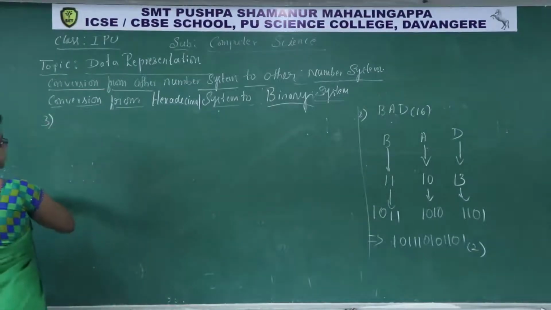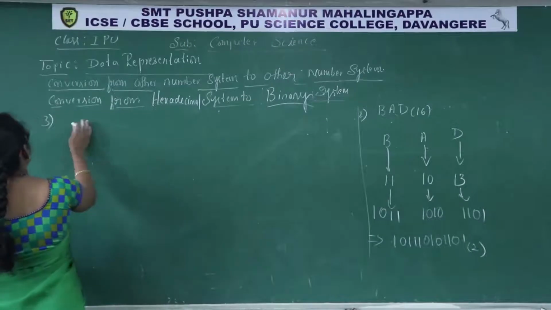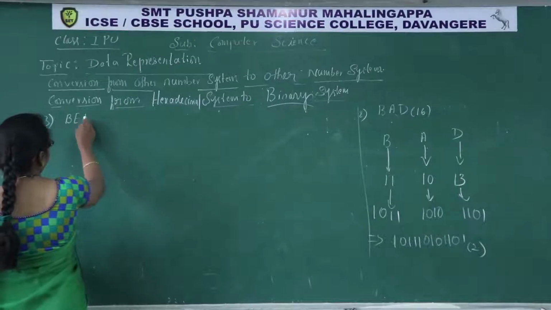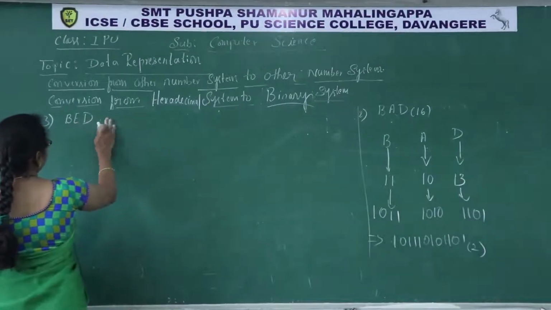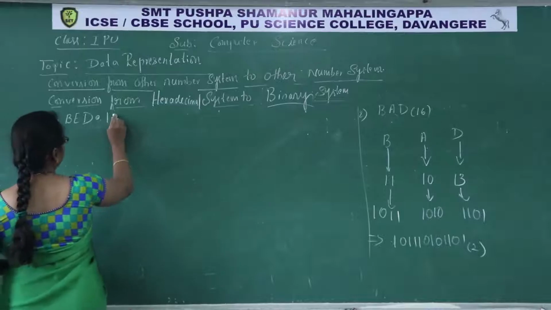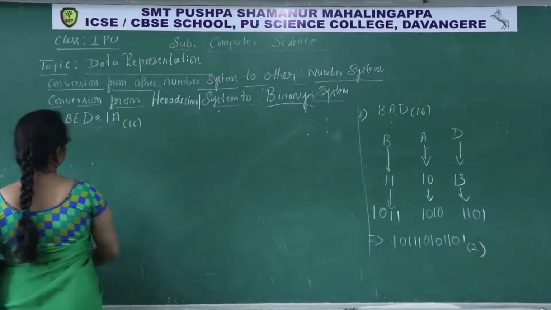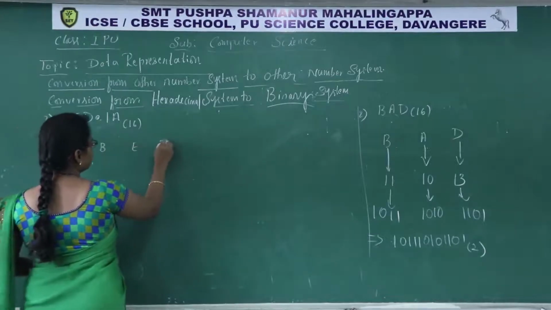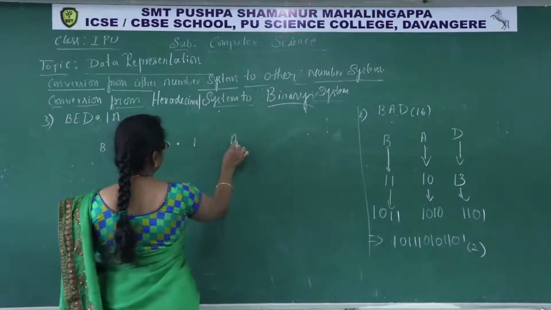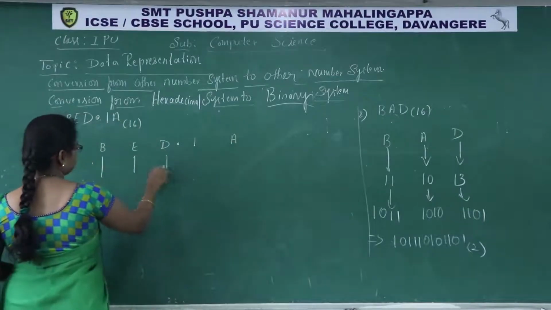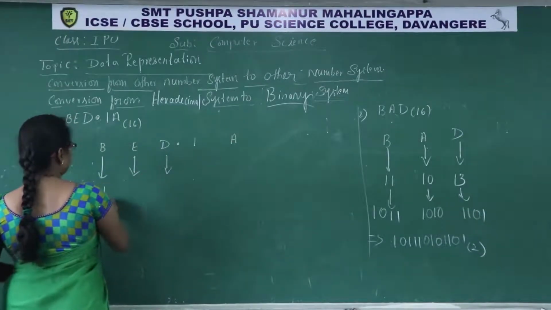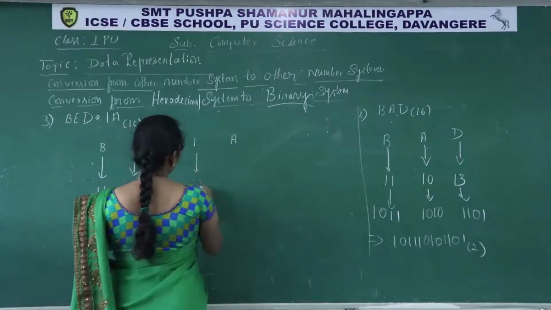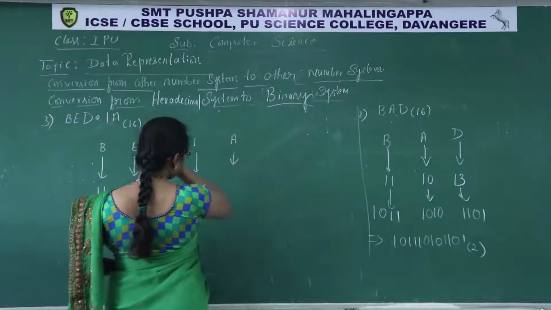Third one, BED.1A base 16. Now, B means 11, E means 14 and D means 13. Point 1 means 1 itself and A means 10.